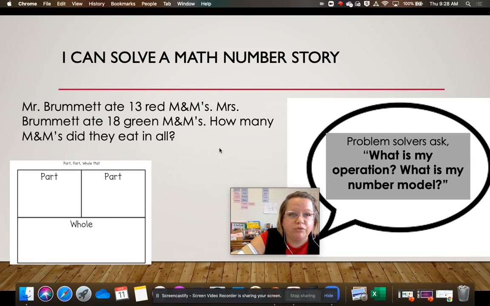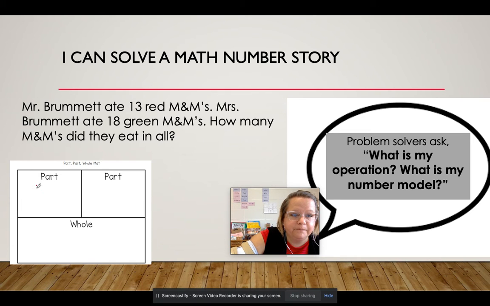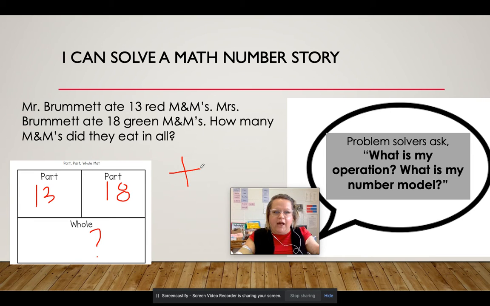What is my operation? It says in all, and I have one part, and I have the other part, and I'm looking for my whole or my total. So it wants me to add them together. It wants to know how many they had in all, how many they had together.